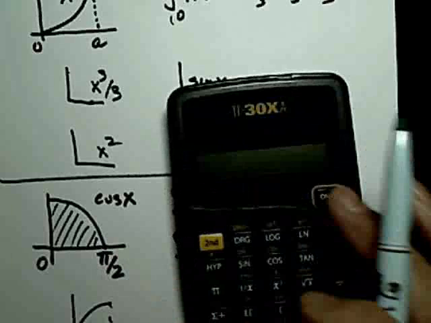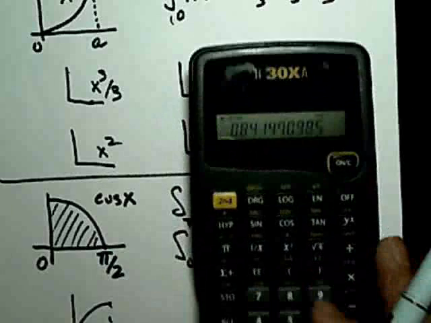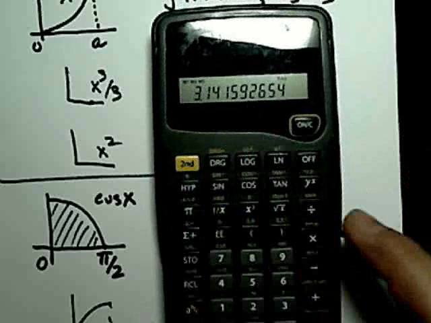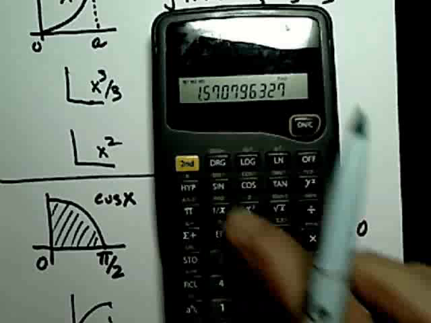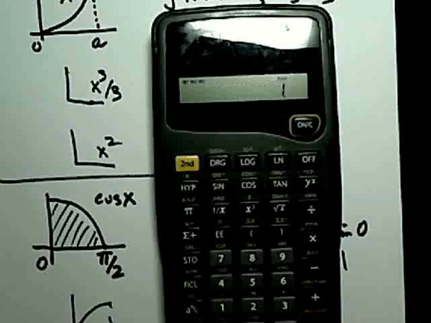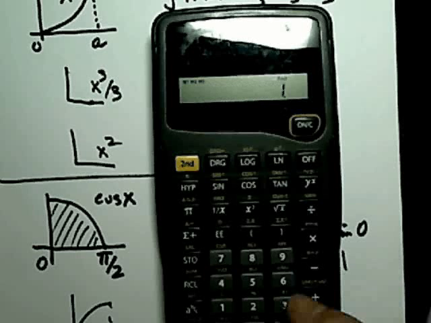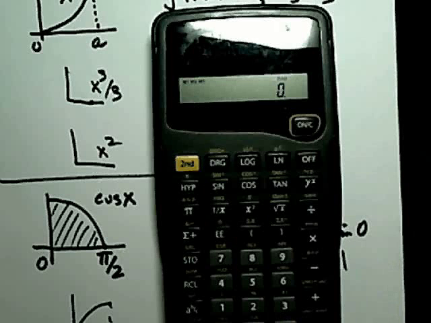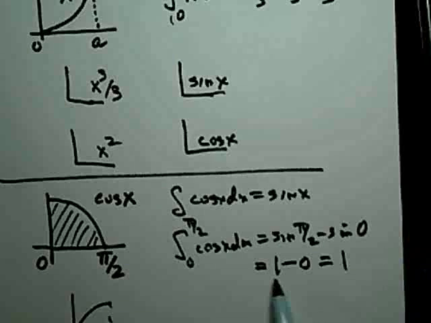Now, if you didn't remember what the sine of pi over 2 was, you take your trusty calculator and you take pi divided by 2, equals, and take the sine of it. And sure enough, it's 1. And of course, the sine of 0, put in 0 and take the sine of that, and you get 0. So if you didn't remember it, you would do that.